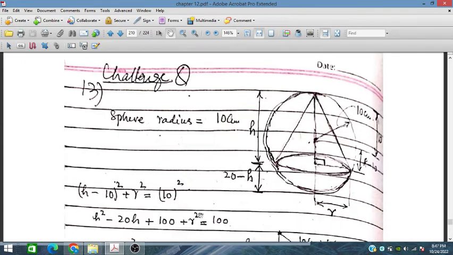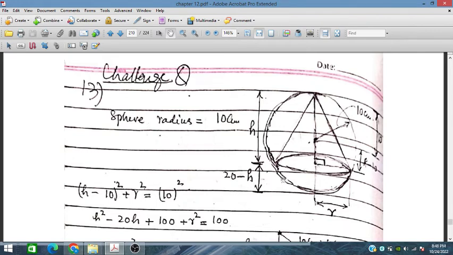This is the challenging problem 13, and here we have a sphere of radius 10 centimeters, and this height is h. The diameter of this sphere is 20. From here to here it is 10, and from here to here it is 10, so in total it is 20. This height is h, so the remaining height is 20 minus h, because when we add them we get 20.